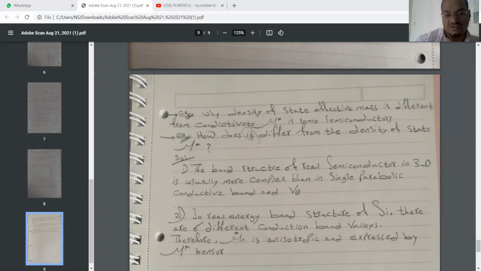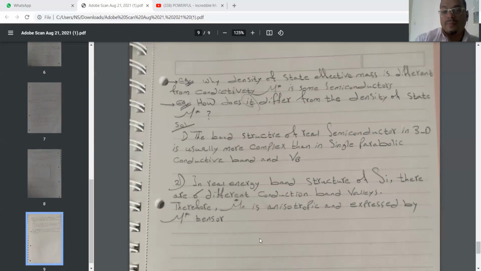Reason number one: the band structure of a real semiconductor in 3D is different and more complicated than the same situation in one dimension, more complex than a single parabolic conduction band and valence band. Reason number two: in the real energy band structure of silicon, there are 6 different conduction band valleys.